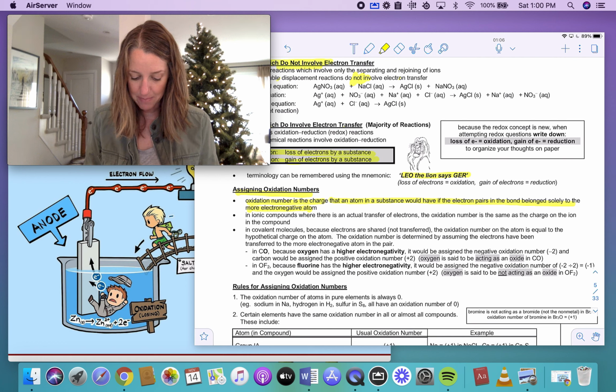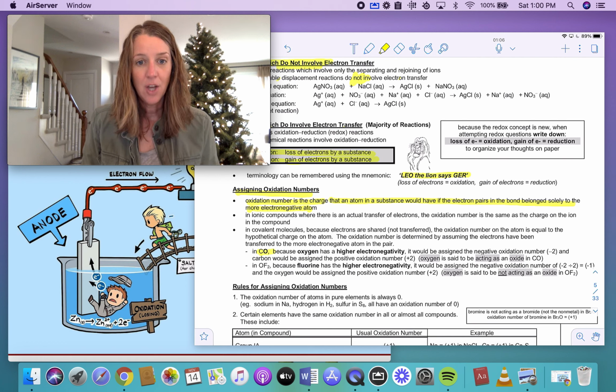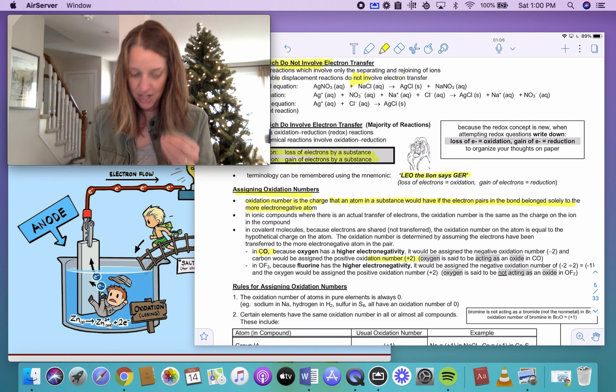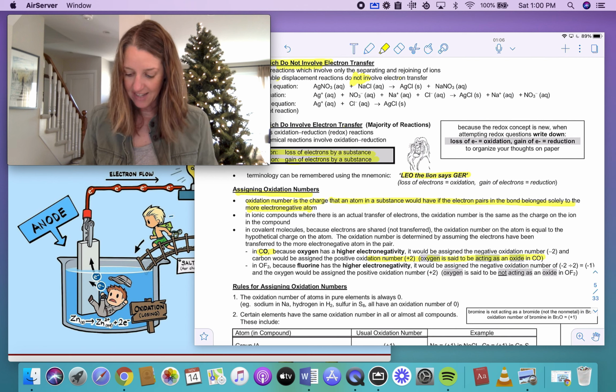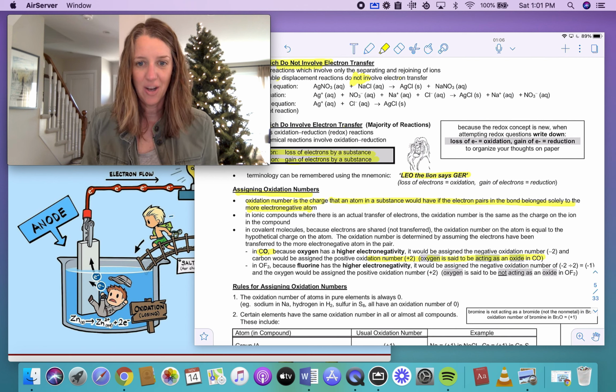Okay, here's an example. Carbon monoxide. Which one's more electronegative? Oxygen. Good. So let's assume that the oxygen will then have that pair of electrons around it. Okay, oxidation number -2. Oxygen is said to be acting as an oxide in that compound.